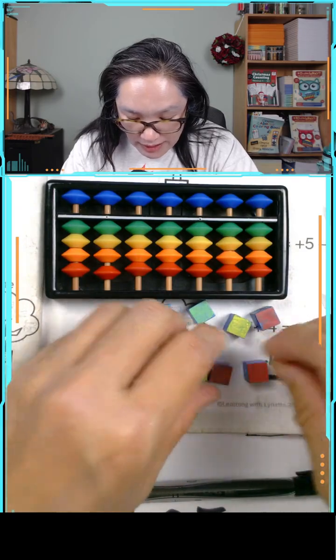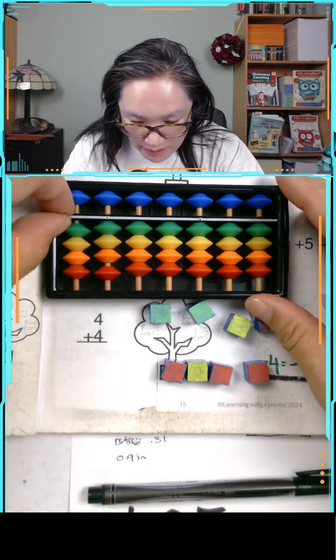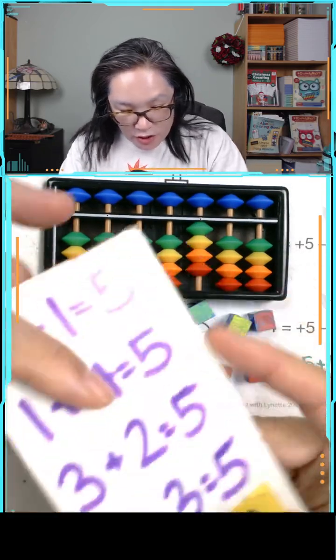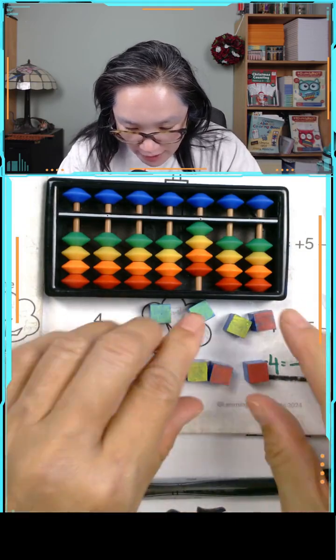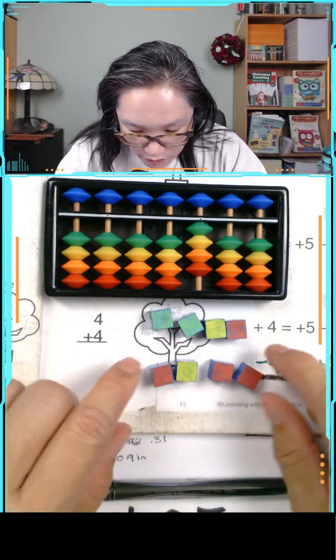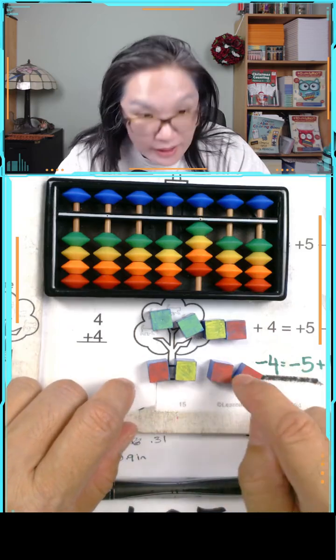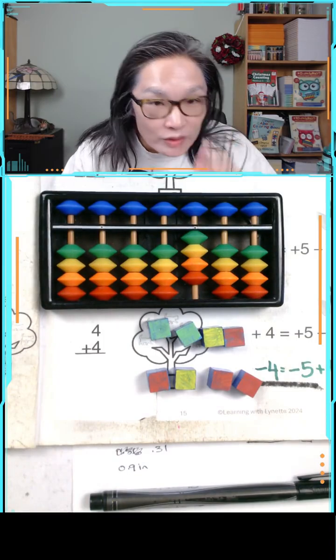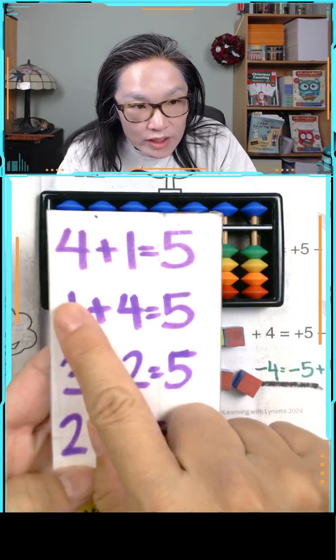So here in abacus world, we don't count up. In mainstream, you count up. So if I have 4 and I want to add the 4, what do they do? Okay, count it: 5, 6, 7, 8. This is what they do in mainstream math. But guess what? In abacus world, we don't. In abacus world, we use a concept.